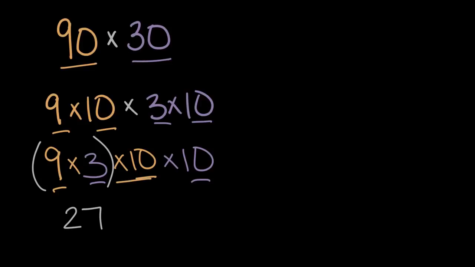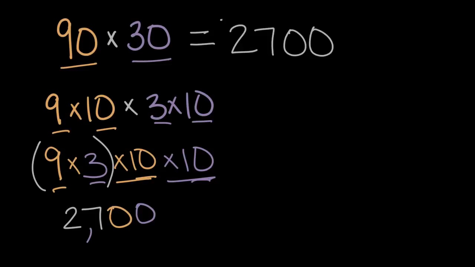27 times 10 will be 27 tens, or 270, 27 with a 0 on the end. And 270 times 10 will be 270 tens, or 2,700, 270 with a 0 on the end. So going back to the original question, 90 times 30 is equal to 2,700.